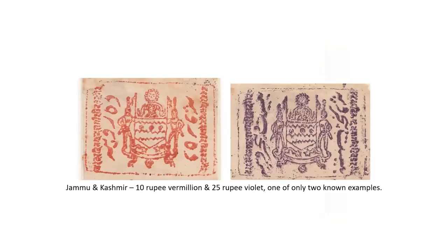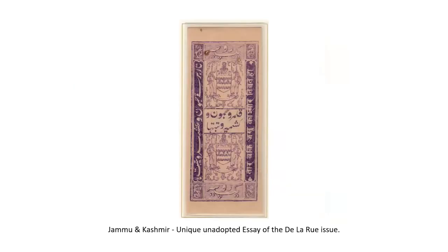Now we move on to Jammu Kashmir telegraph stamps. This is the only known proof impression taken on a piece of paper of two different denominations in their issued color. So that was the earlier design.